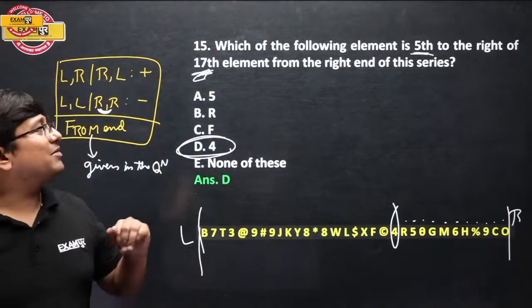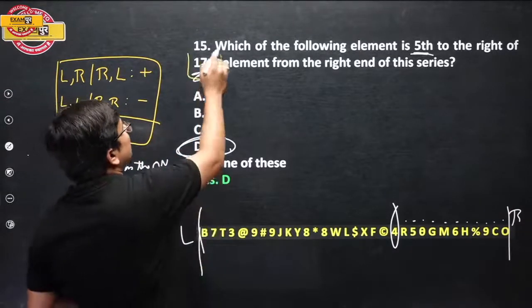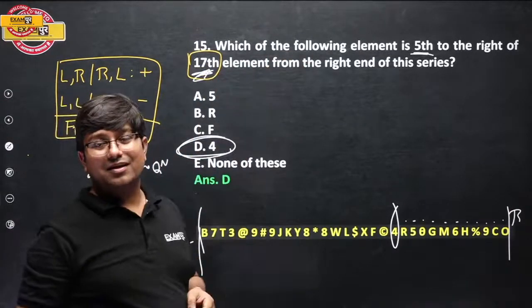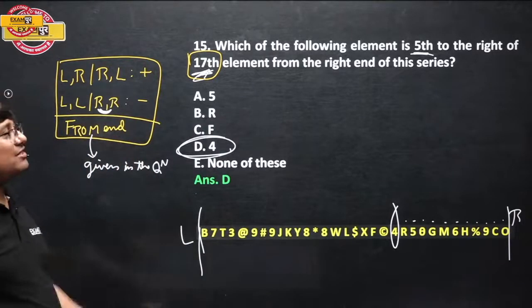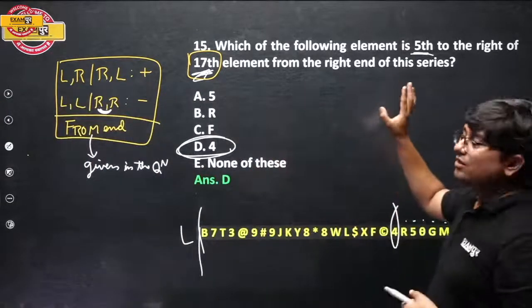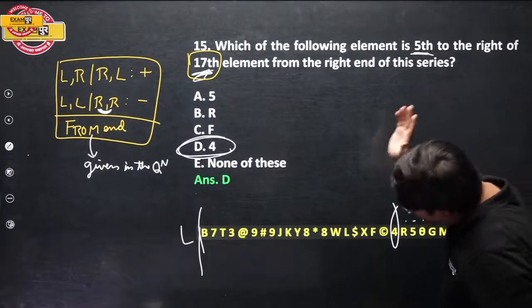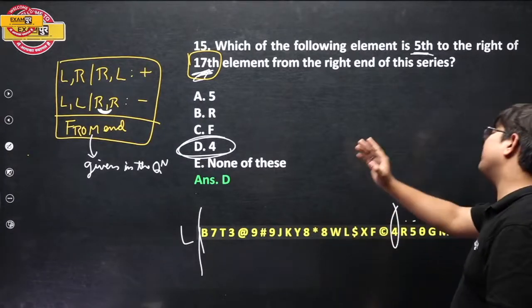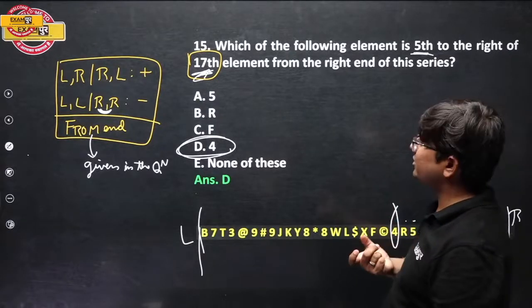So apply your common sense. Do not use this formula blindly. This number should always be greater than that number. Only then you will be able to find. So for example, 5th to the right of 17th from the right. The original question: first you have to go to the 17th element from the right, whichever it is. From there you have to come back 5th towards the right. So the difference was 12th from the right.